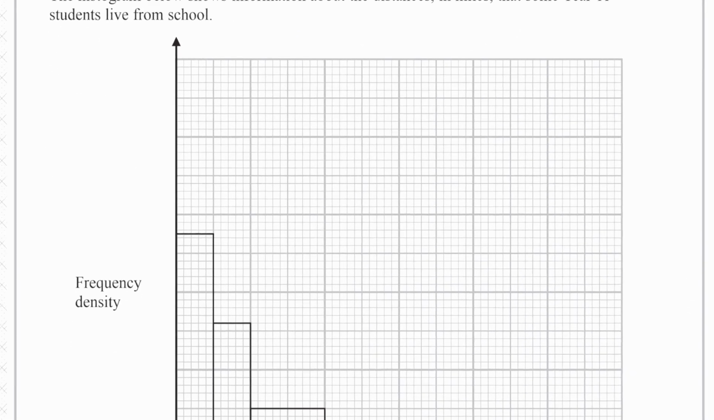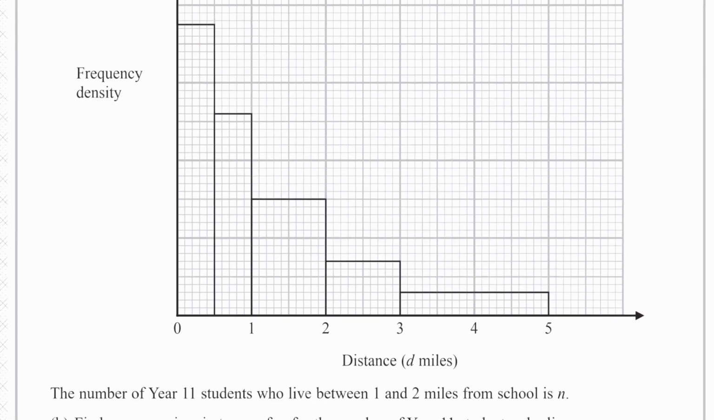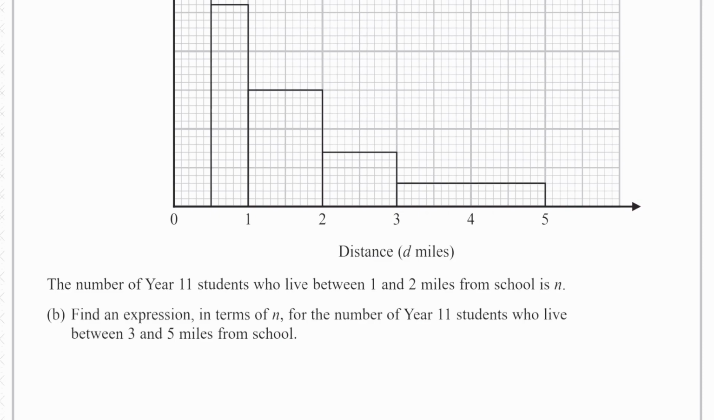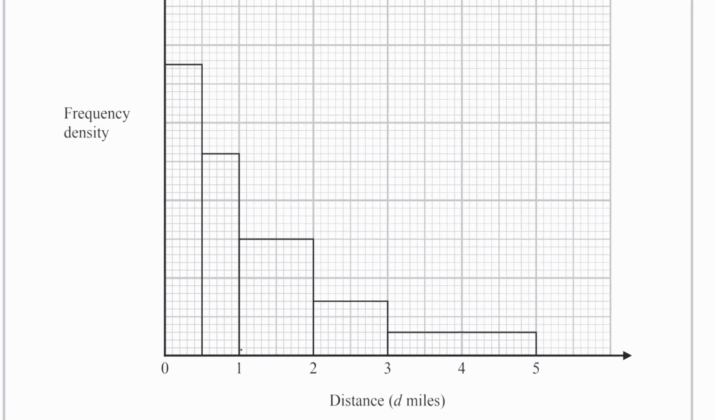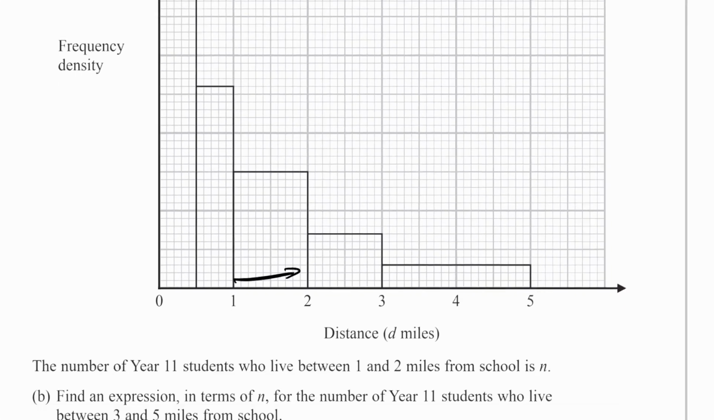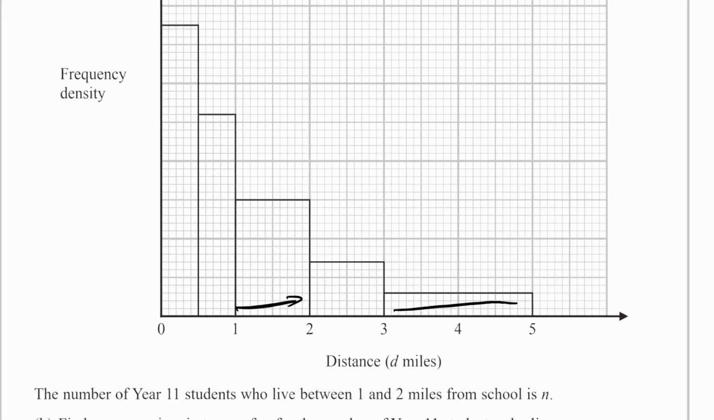Okay, the histogram below shows information about the distances in miles that some Year 11 students live from school. The number of Year 11 students who live between 1 and 2 miles from school is n. Find an expression in terms of n for the number of Year 11 students who live between 3 and 5 miles from the school. So if we look between 1 and 2 miles, it's this bar over here. And if we look between 3 and 5 miles, it's this bar over here.